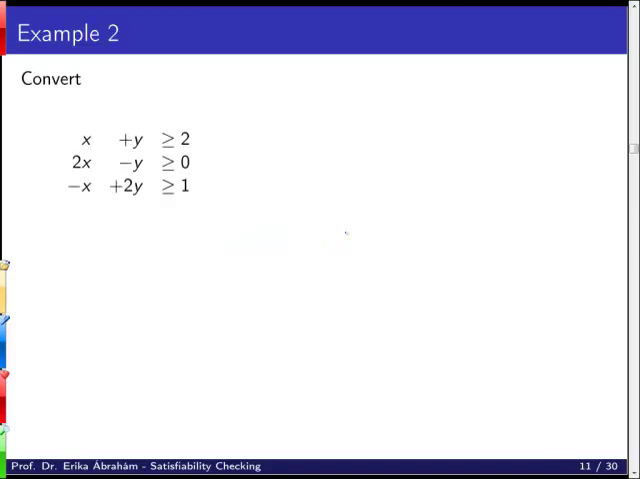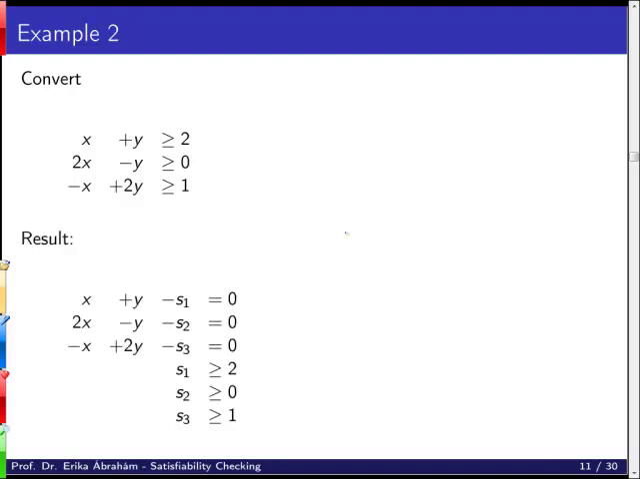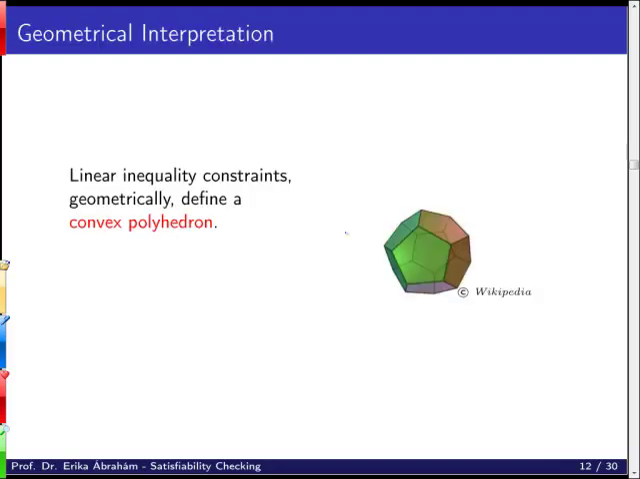So what do we do if we convert this system to the general form? For each of these terms, I introduce a new variable, S1, S2, and S3. I say that the term minus its variable equals 0. So for the first line, x plus y minus S1 equals 0. And now I have to store these bounds, so I say that S1 is larger or equal to. For the second row, similarly, 2x minus y minus S2 equals 0, and S2 is larger or equal to 0. And the third is the same.